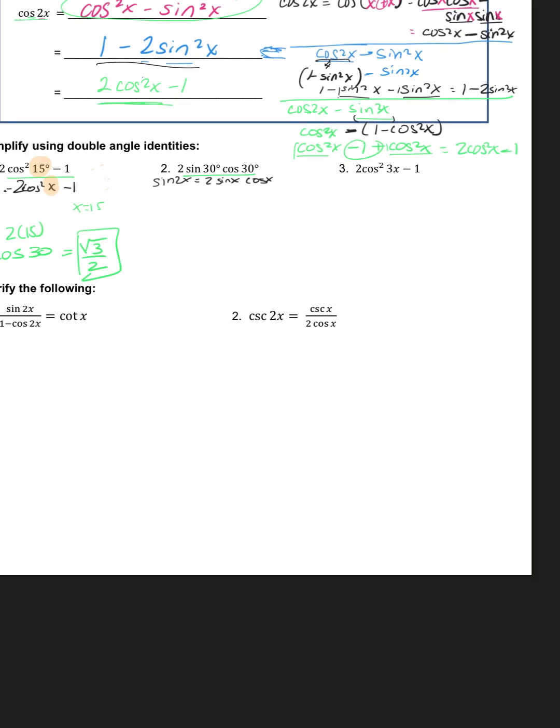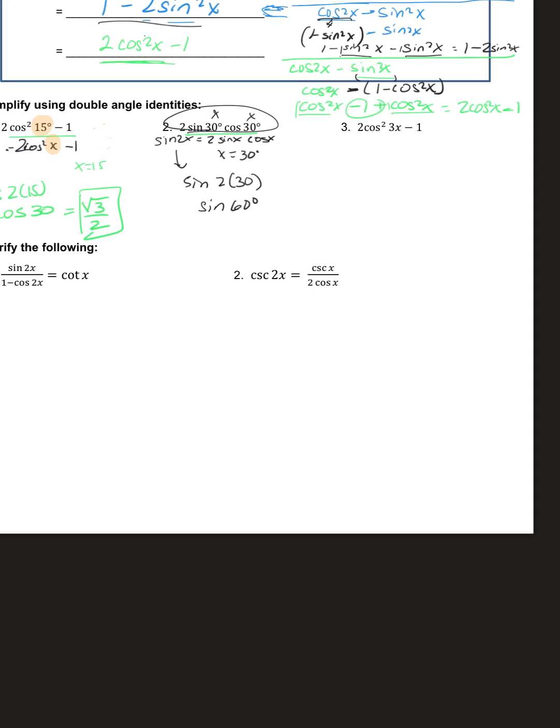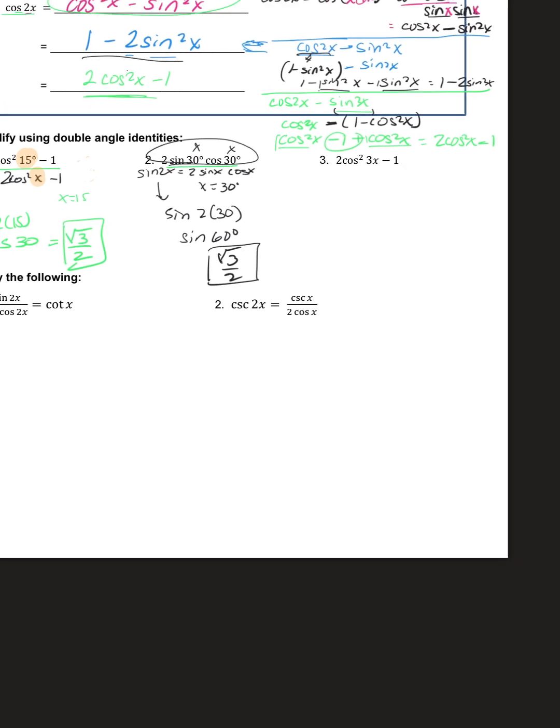Well, based on this, x is 30 degrees. Here's your x, and here's your x. So now let's just use it for this. I can't do anything else with this, okay? So sine of 2 times 30 is the sine of 60 degrees, and the sine of 60 degrees is also the square root of 3 over 2. So that's simplified. Let's go on to the next one.